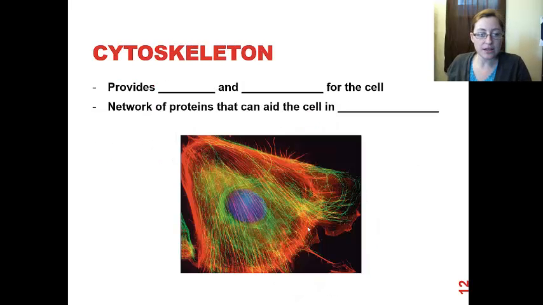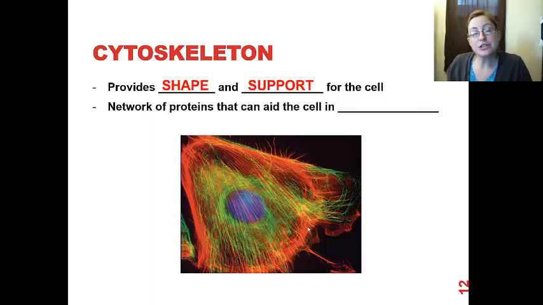The cytoskeleton, and this is a really neat picture, this is fluorescent microscopy. So we're looking at cells and we're shooting beams of fluorescent light and allowing it to attach onto certain proteins. But the cytoskeleton provides shape and support for the cell. So you can think of the cytoskeleton like the framing of a house. Okay, or like your own skeleton, cytoskeleton meaning the cell's skeleton. Without your bones, your body would just be a pile of goo on the floor.